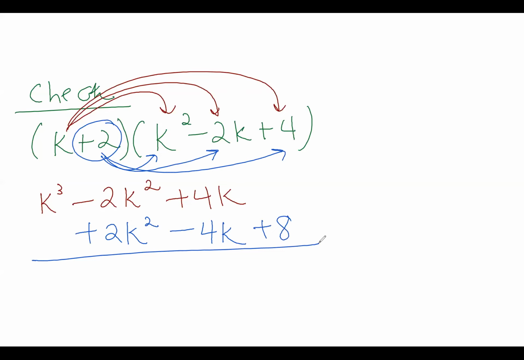Now I get to combine like terms, but look at this, the like terms pretty much just cancel out. So let's write out our answer. We're bringing down this k to the third. The minus 2k squared and the plus 2k squared cancel out. The plus 4k and the minus 4k also cancel out, and then that just leaves our plus 8. And that actually does equal our original problem.